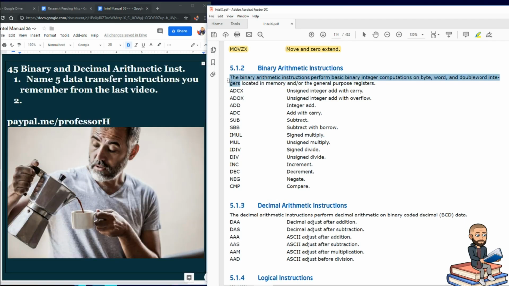Alright, so let's get rolling here. So the binary arithmetic instructions perform basic binary integer computations on byte, word, and double word integers located in either memory or the registers. So key word right there is integer, after we just spent several videos talking about floating point.